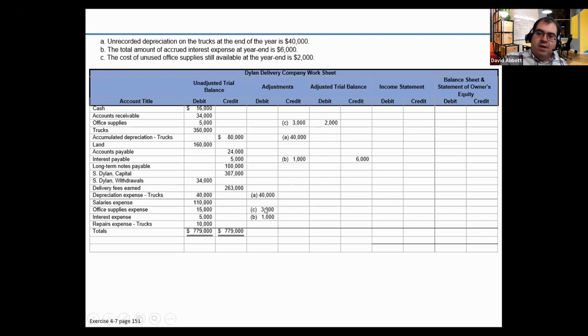And then you have for office supplies $3,000. That shows what we used. So we're left with $2,000. So then you have office supplies expense, $3,000 debit, credit to office supplies. And so that's what's left. So we can go ahead and add up. And again, we know that those both balance out. So we know that we're correct there.